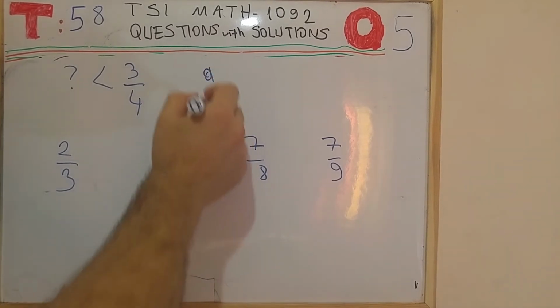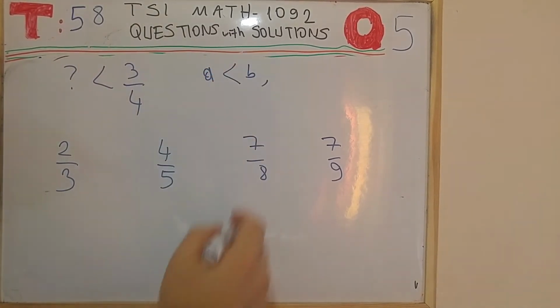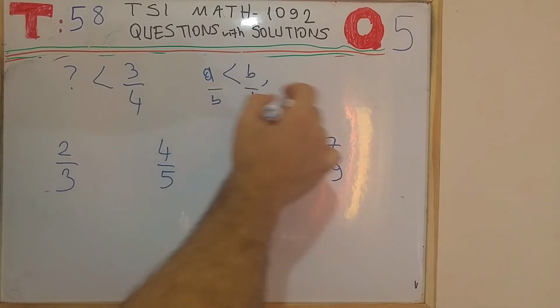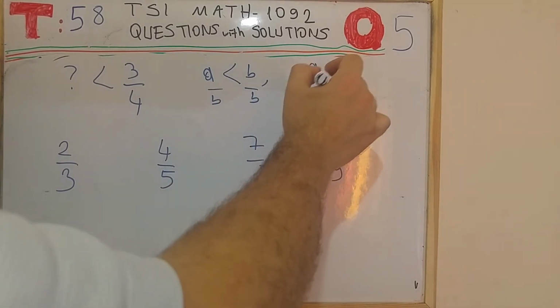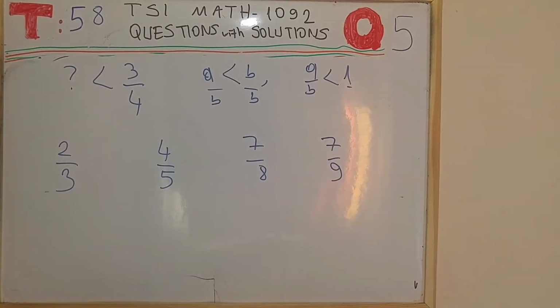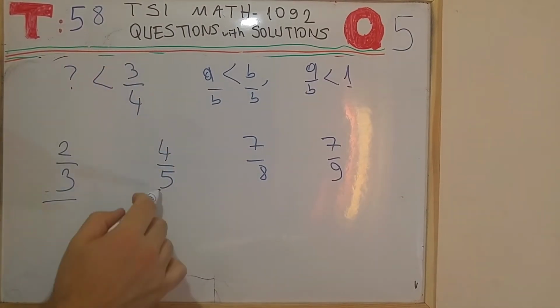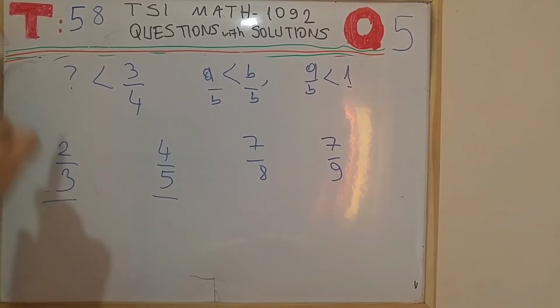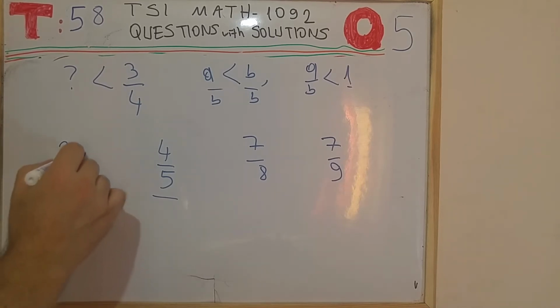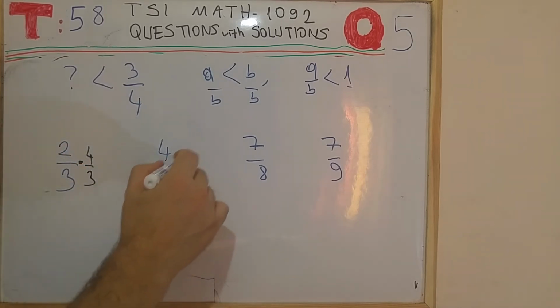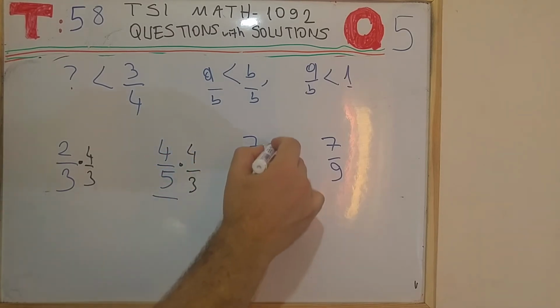If any term like a is less than b, this means that when I divide each side by b, a over b must be less than 1. So if I divide every term here by 3 over 4, what I need to have is the one that is less than 1. Let's do it. 2 over 3 divided by 3 over 4 is actually equal to 2 over 3 times 4 over 3. So I can just calculate this way for the other choices too.